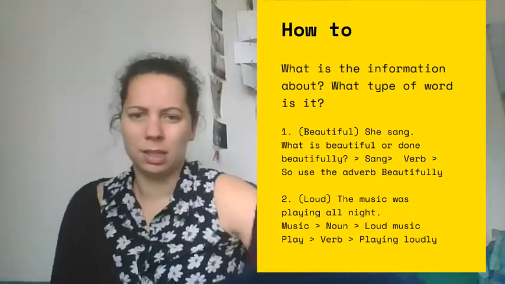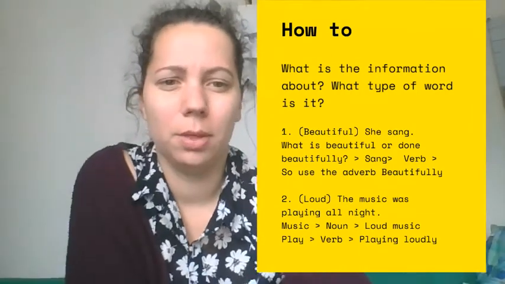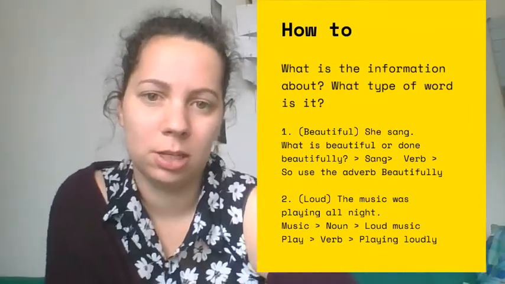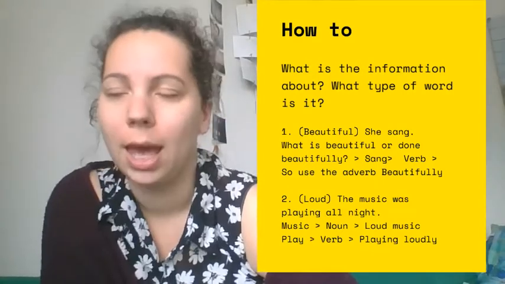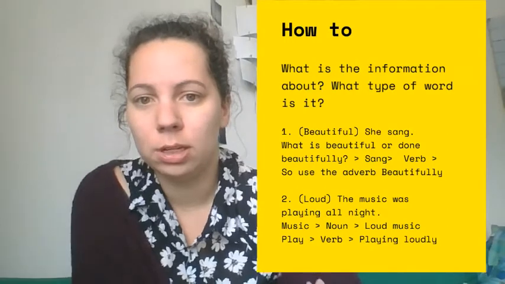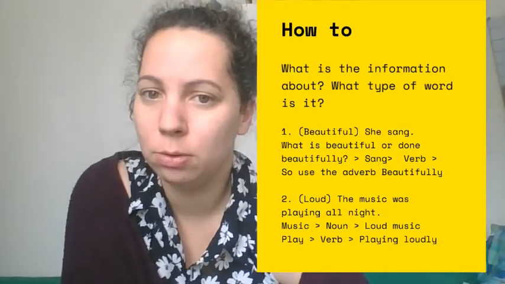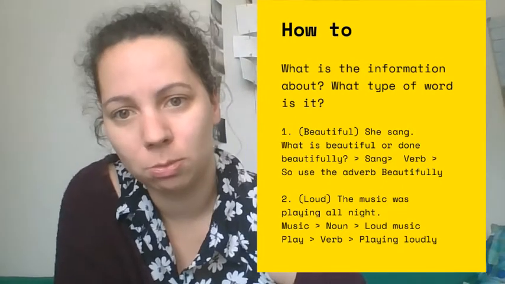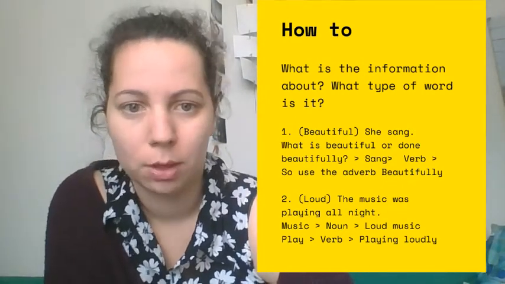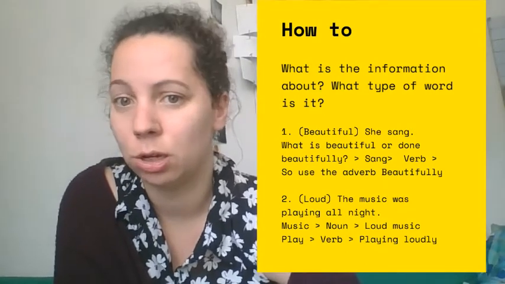Let's do an example because examples are much clearer than me giving you theory. So there we go. Imagine that your teacher gives you the word beautiful, and the sentence you get with that is she sang. So you need to decide what you're going to do with beautiful. Are you going to say that a certain noun is beautiful, or are you going to say that something is done in a beautiful way? I'd say in this case, it makes most sense to say that the singing is done in a beautiful way.